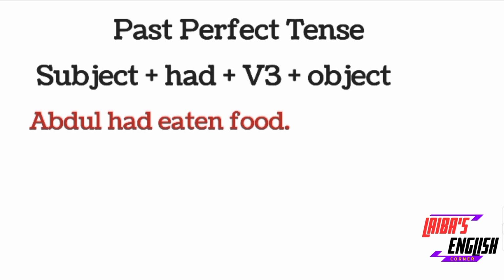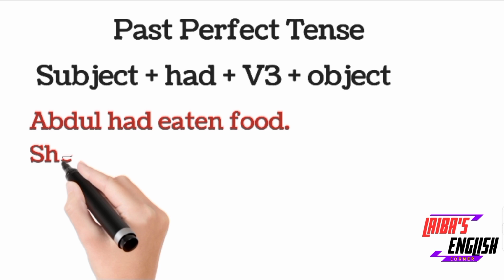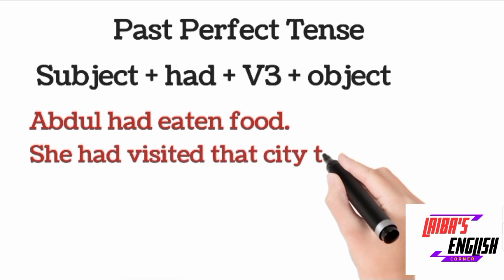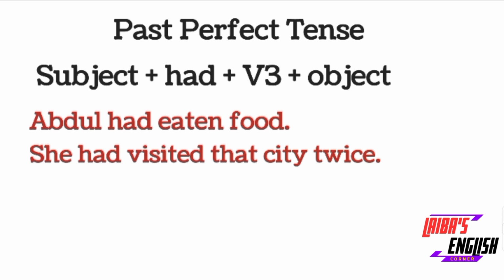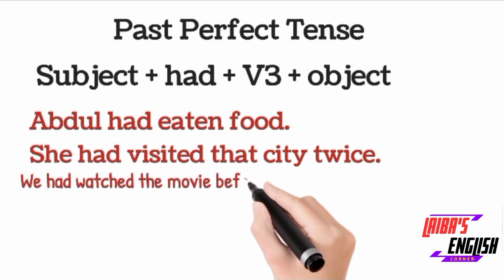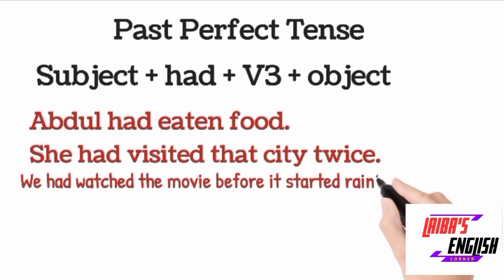Here Abdul is a subject, had is a helping verb, verb third form, meaning eat's third form is eaten, and food is an object. Second example is she had visited the city twice. So here she is a subject, had helping verb, visit third form visited, and city is an object. Third example is we had watched the movie before it started raining. So here we is a subject, had helping verb, watched third form, watched, movie is an object.